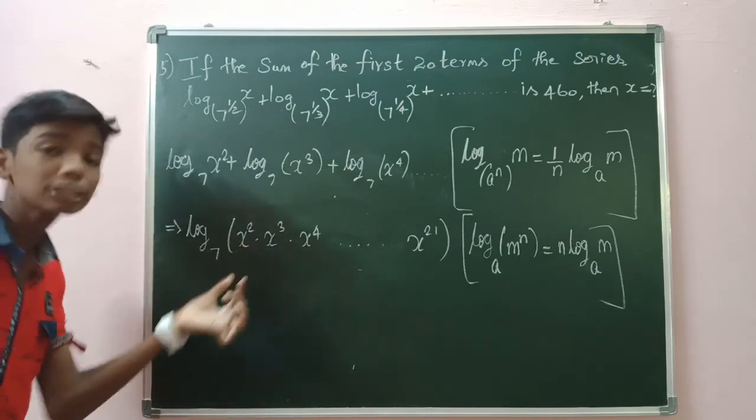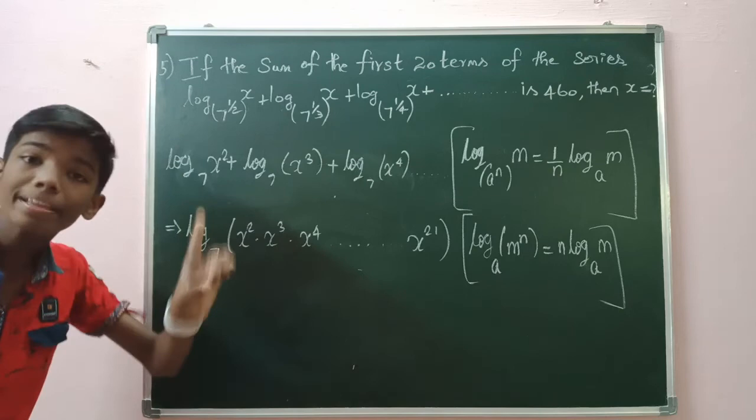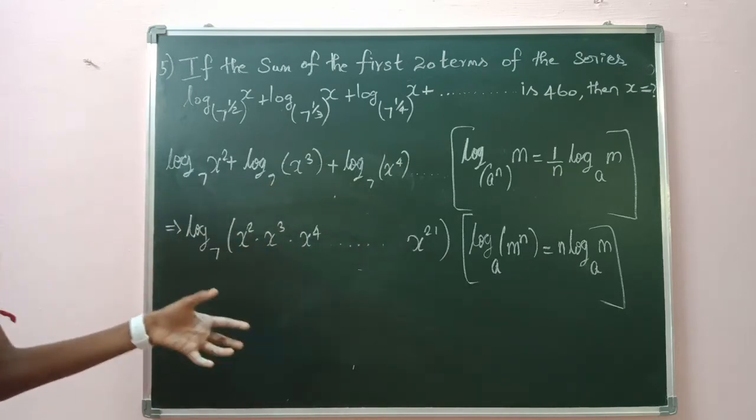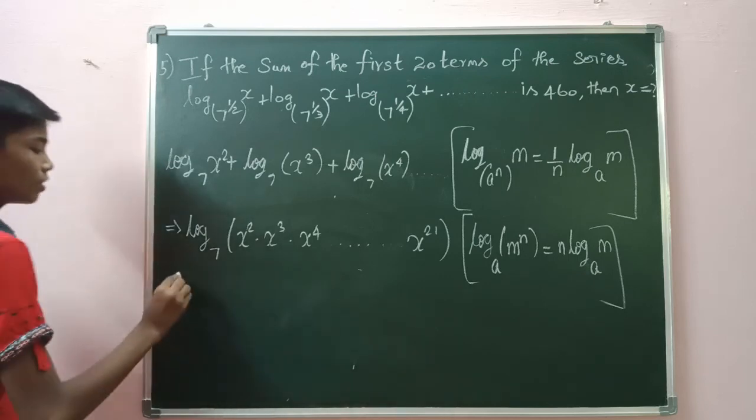Because here I am having x square, not x power 1. If you have x power 1, then of course your last term will be x power 20. But here I am having x square. That's why it is x power 21. So now it's very simple.